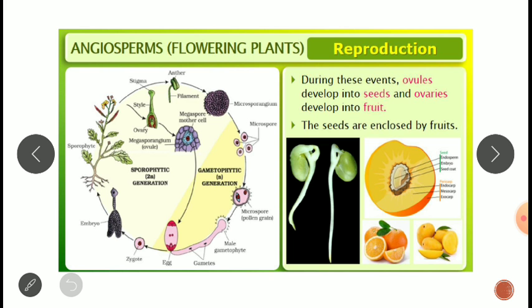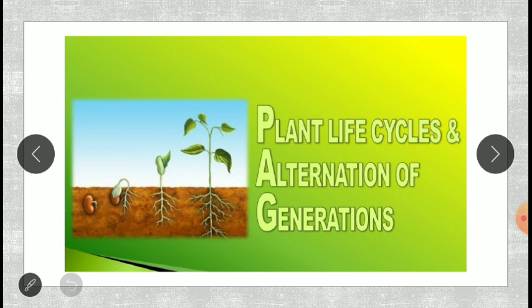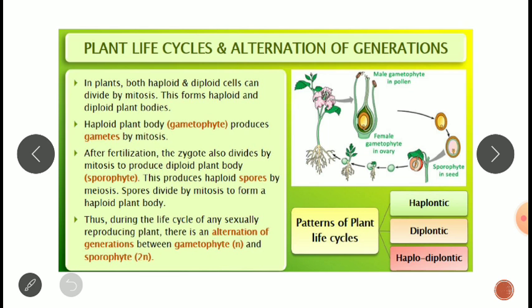Now coming to the last part of the lesson, it is going to be a summary of whatever we have studied until now. That is plant life cycle and alternation of generations. Let us see what this is. So here we can see that in plants, both haploid and diploid cells can divide by mitosis. This forms haploid and diploid plant bodies. Now you have to first understand what is a haploid and what is a diploid.